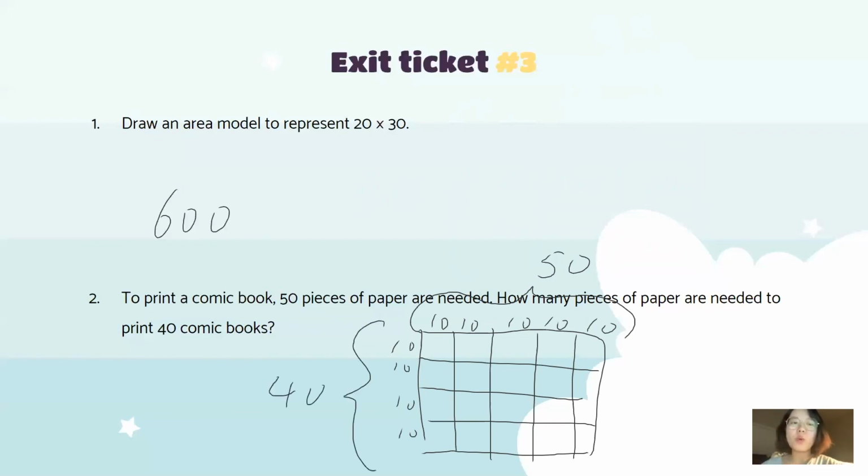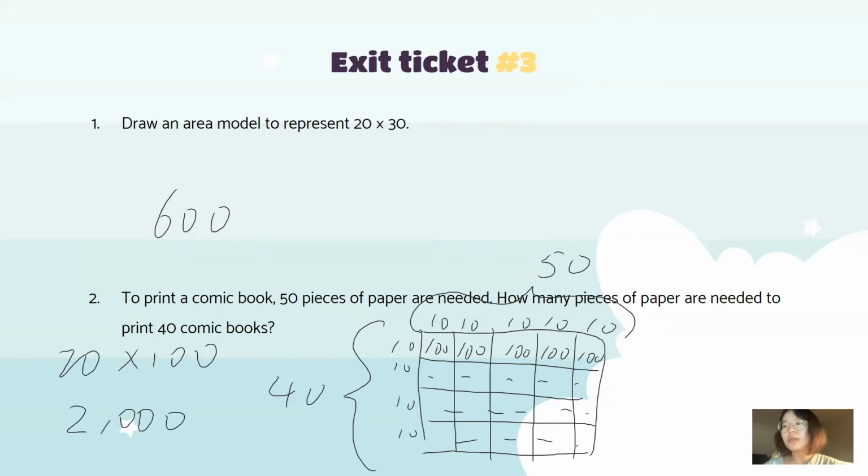And what is one single small square? That is 100. So how many hundreds do we have? We have all hundreds right here. 1, 2, 3, 4, 5, 6, 7, 8, 9, 10, 11, 12, 13, 14, 15, 16, 17, 18, 19, 20. So we have 20 hundreds. And what is the total? That is 2,000. So it needs 2,000 pieces of paper to print 40 comic books.